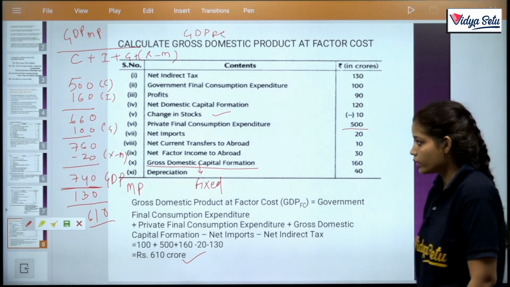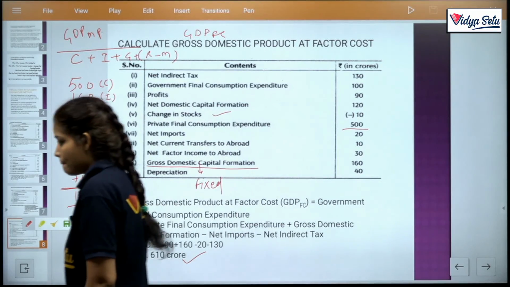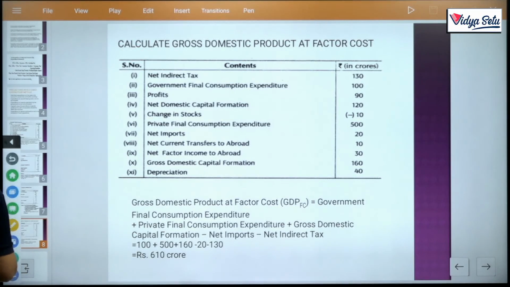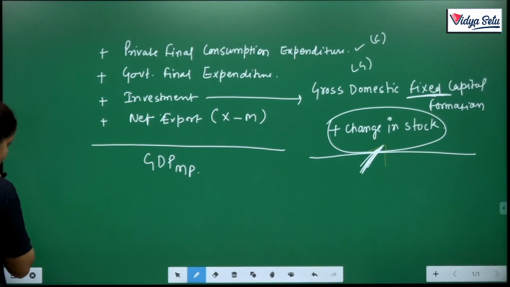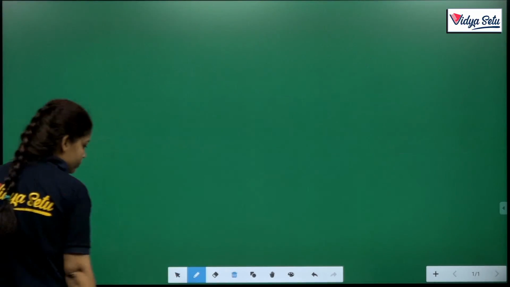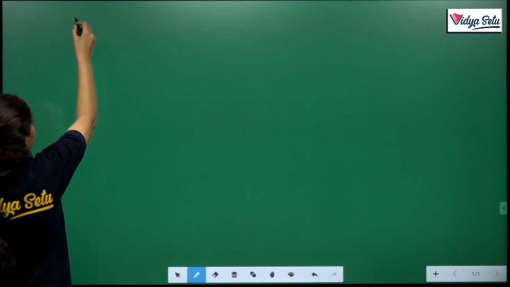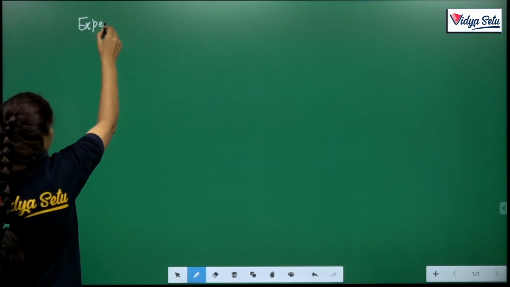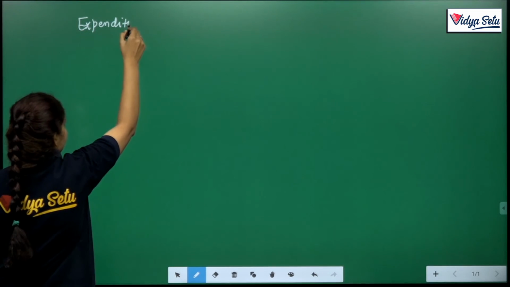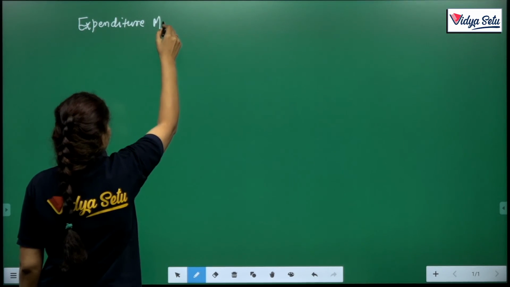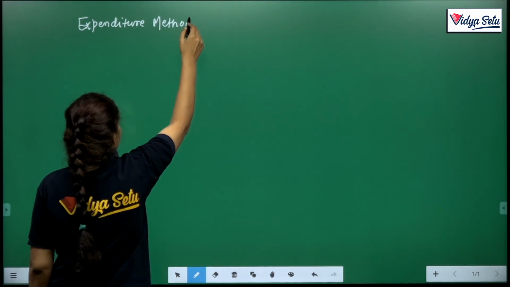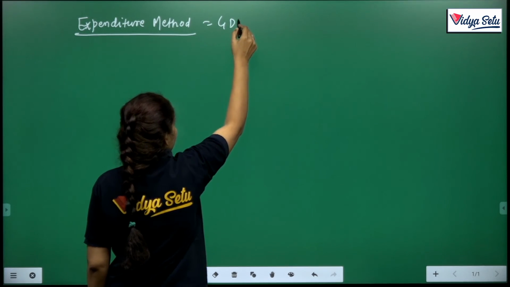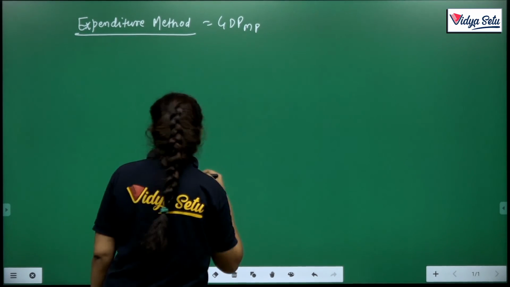Clear? Okay. First of all, the expenditure method. In this expenditure method, we receive GDP-MP. Okay.